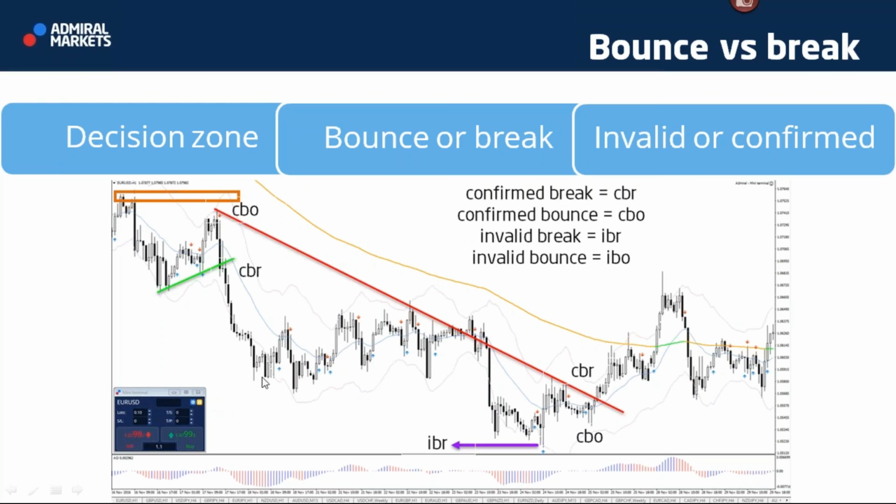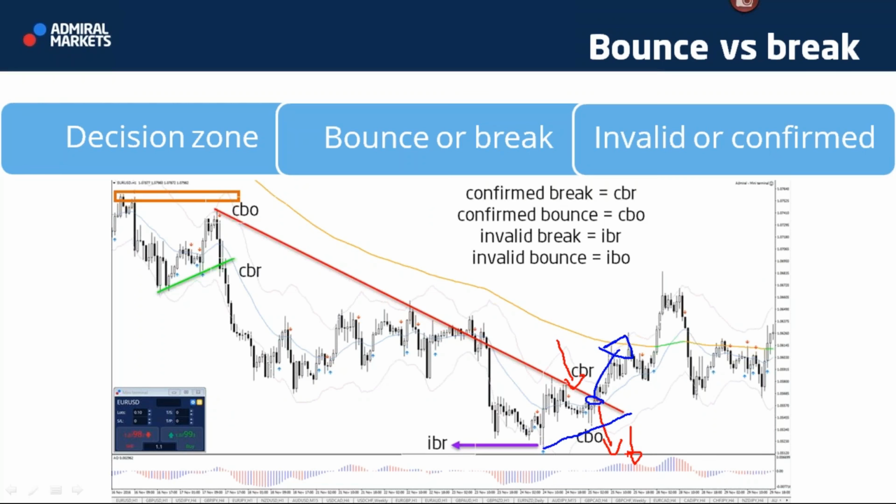When you look at this chart, we could see, for instance, right here, there could be, or let me take a different example. Here, it could bounce to the downside, but it could break to the upside as well, obviously. So that's bounce or break. But then again, at the same time, there could be a support level here, which means that there could be a bearish bounce here and then a bearish break.